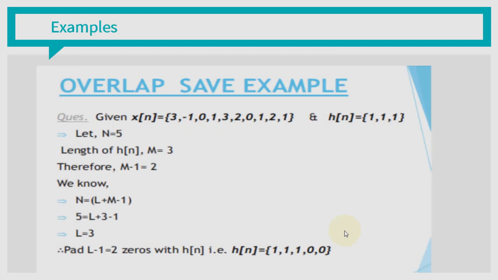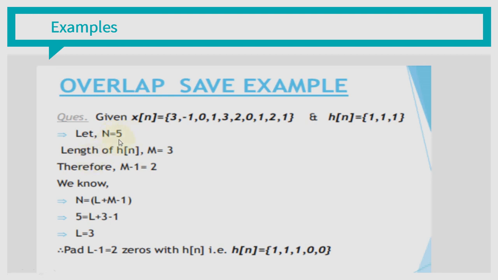So let us take an example of the overlap add method. Here the x of n is given: 3, minus 1, 0, 1, 3, 2, 0, 1, 2, 1. So the 10 samples are given, and h of n is equal to 1, 1, 1. Suppose we consider N is equal to 5.